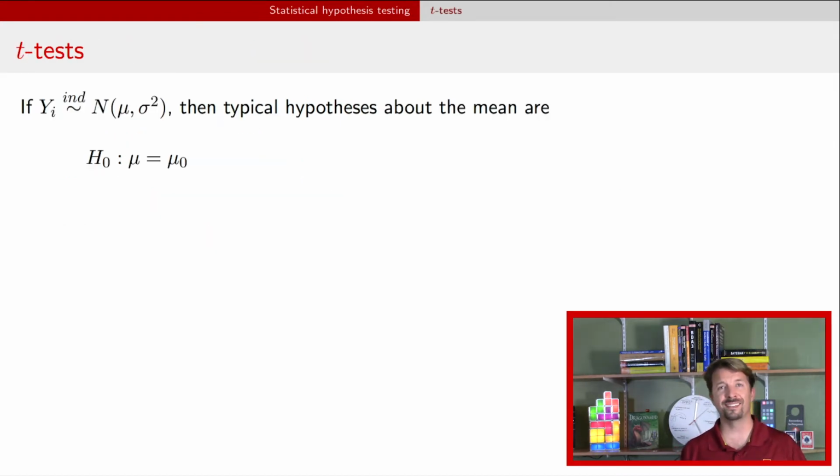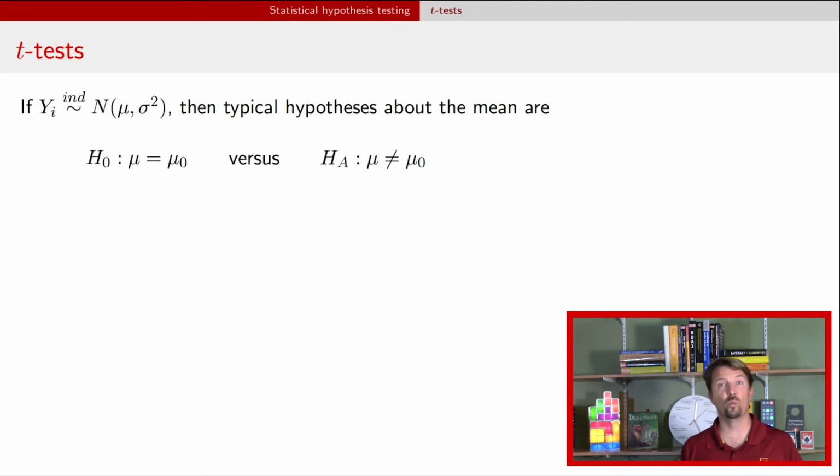All right, so in a t-test, we have data that are assumed to be normally distributed. They're independent, they have some mean mu and a variance sigma squared, and the hypotheses are about that mean mu. So one standard hypothesis is that the mean is equal to a particular value mu naught, the alternative being that it's not equal to that value.